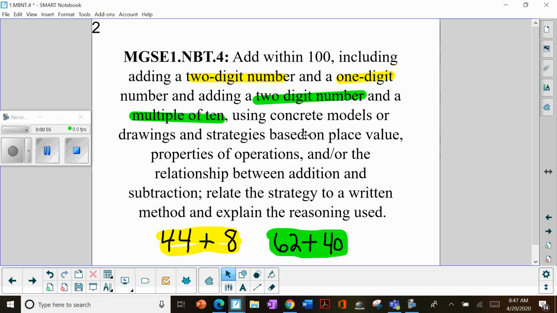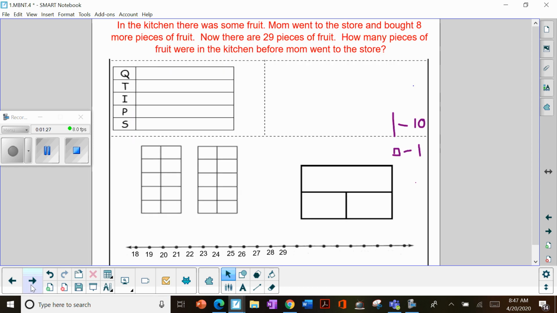So think about the base 10 blue pieces that we used when we were in class, or drawings and strategies based on place value, so your tens and your ones, properties of operation, and or the relationship between addition and subtraction. And then you're going to relate that strategy to a written method, so you're going to be able to write it on paper and then explain how you solved it.